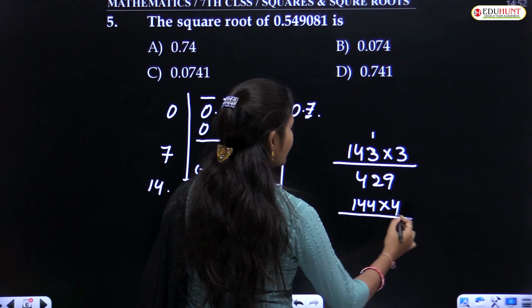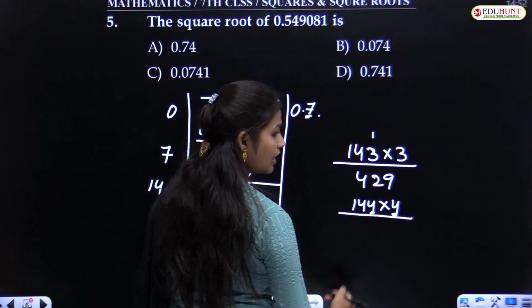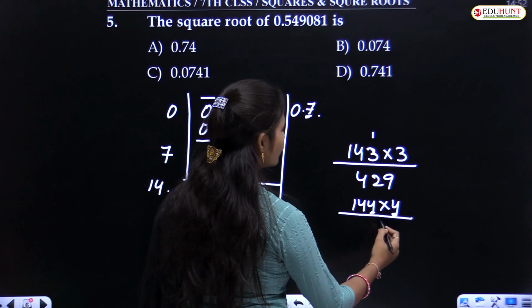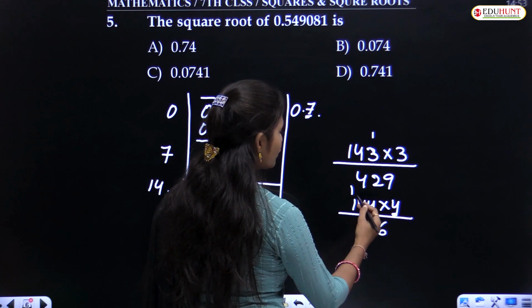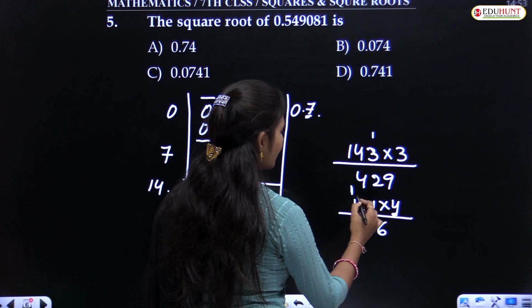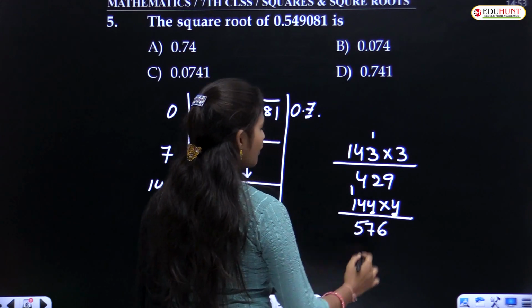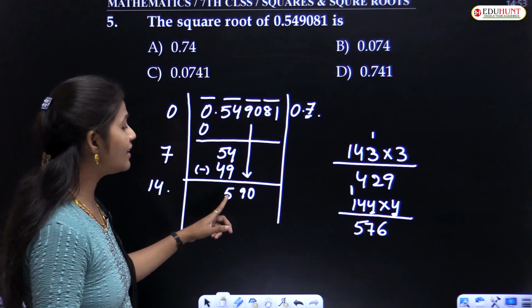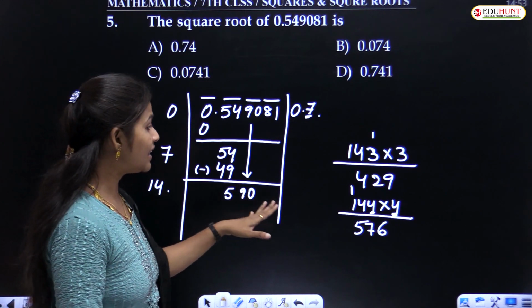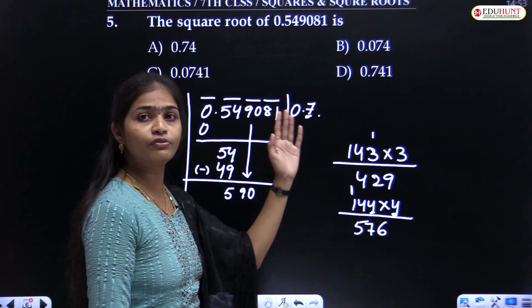144 into 4. Which number are we writing here? The same number you have to write here also, no? Okay, so 4 4s 16. Again 4 4s 16 plus 1 is 17. 4 1s 4 plus 1 is 5. 576. That is nearer to 590, but that is not exact. So that's why go for the next number.